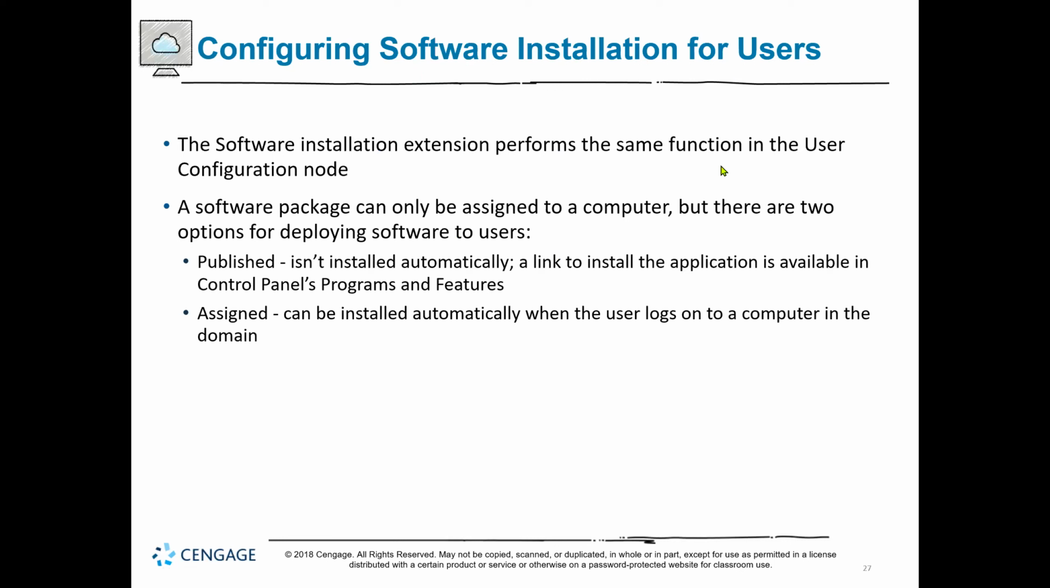Configuring software installations for users. The software installation extension performs the same function in the user configuration node. A software package can only be assigned to a computer, but there are two options for deploying software to users: published, where a link to install the application is available in Control Panel's programs and features, or assigned, which can be installed automatically when the user logs on to a computer in the domain.